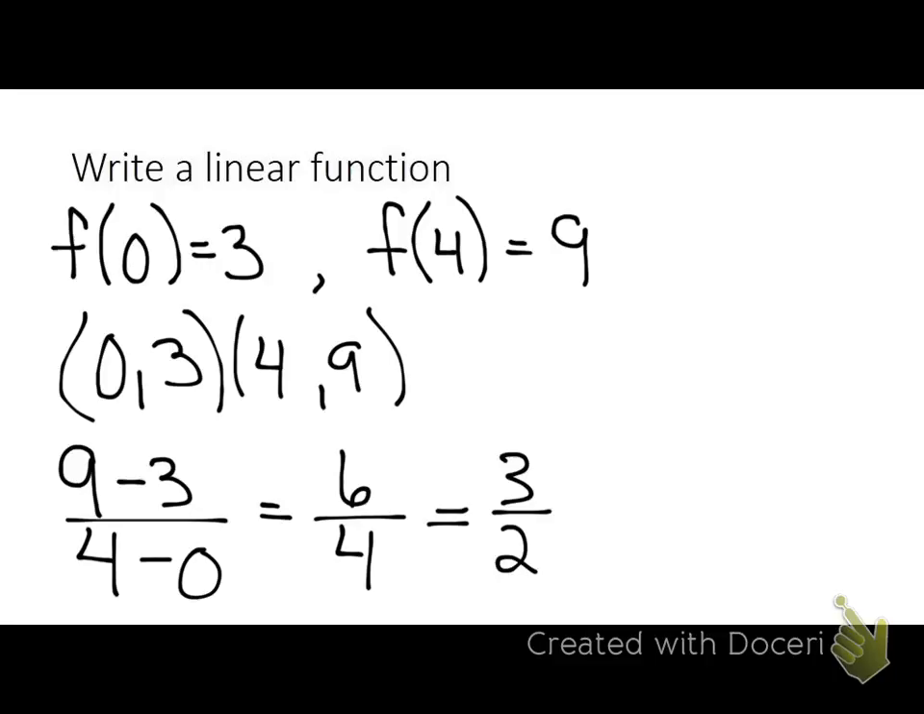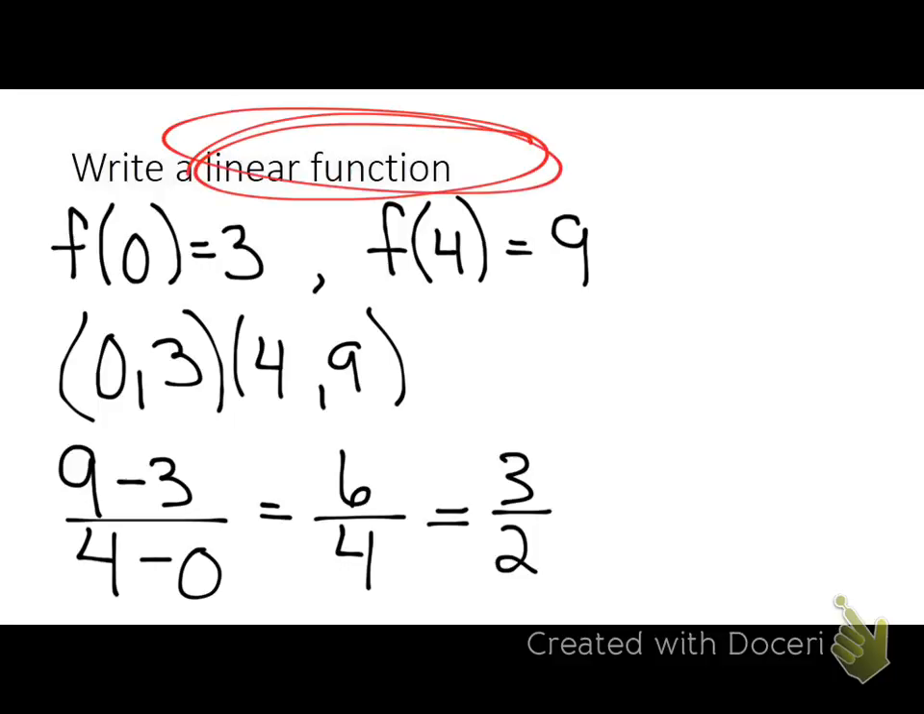But I don't have my y-intercept. How can I figure that out? The ordered pair with the 0. So my y-intercept is 3. That's everything I need to know, except I must write it as a function.